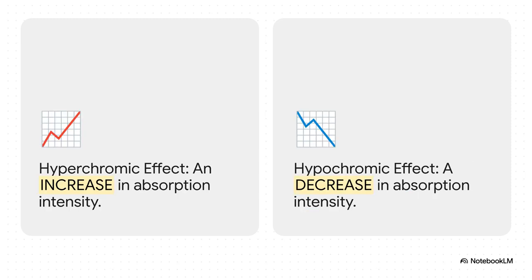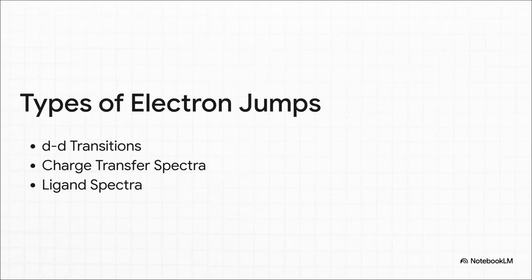And it's not just about where the absorption happens, it's about how strong it is. The intensity can change too. If we see an increase in that absorption intensity, that's called a hyperchromic effect. A decrease? That's a hypochromic effect. It's kind of like our evidence is suddenly getting louder or quieter, giving us even more detail about our molecule's structure.